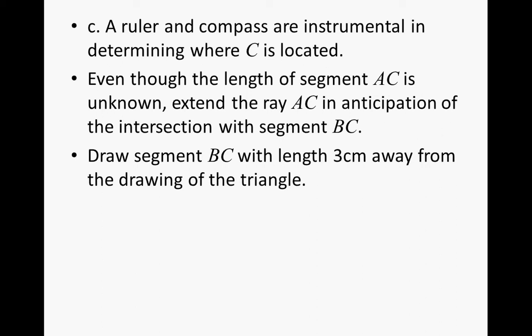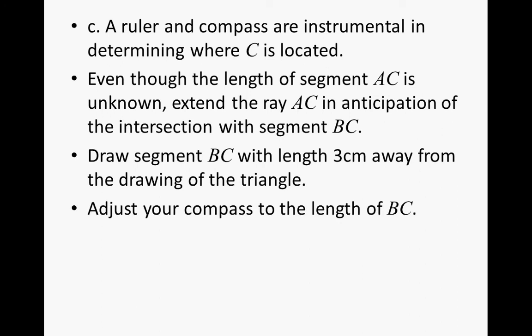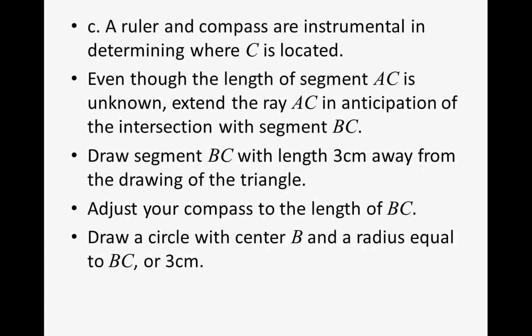We're going to draw segment BC with a length of 3 centimeters away from the drawing of the triangle. You're going to adjust your compass to the length of BC, and you're going to draw a circle with center B and a radius equal to BC, or 3 centimeters. So let's go ahead and demonstrate this.